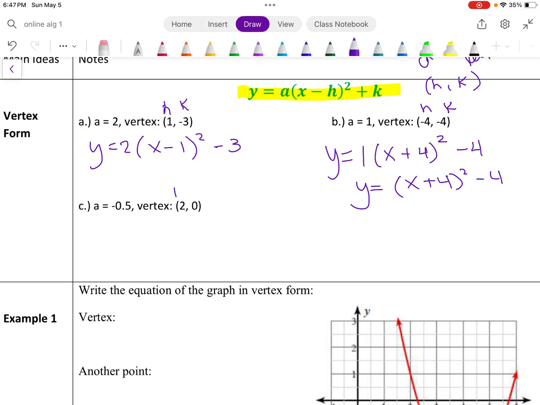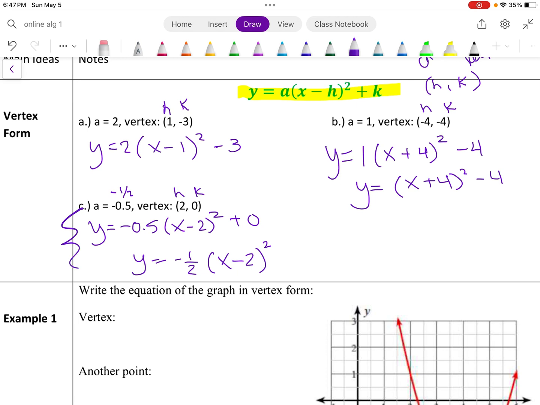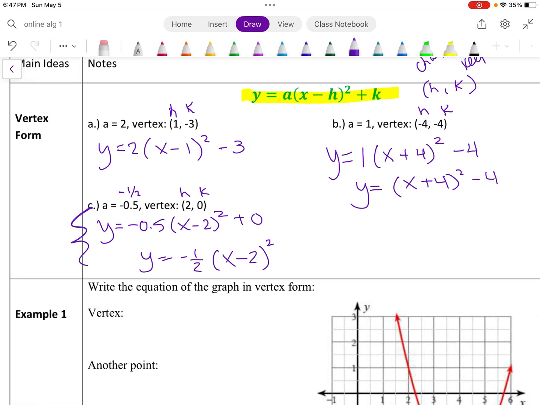Last but not least, a is negative 0.5, h is 2, k is 0. So we could write this as negative 0.5 times the quantity of x minus 2 squared plus 0. But if we add 0, that's not really going to change anything. Also, note that we could write this as a fraction instead of a decimal. So these are two different ways to write the same equation.